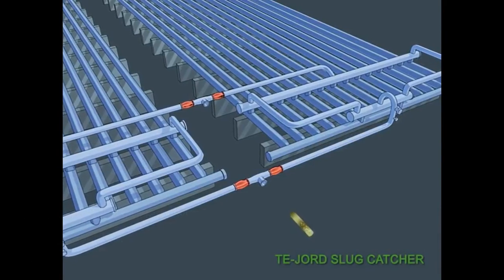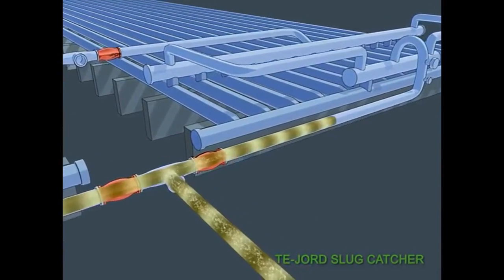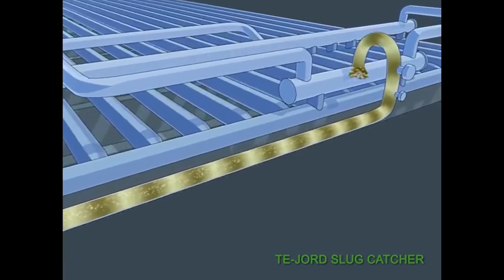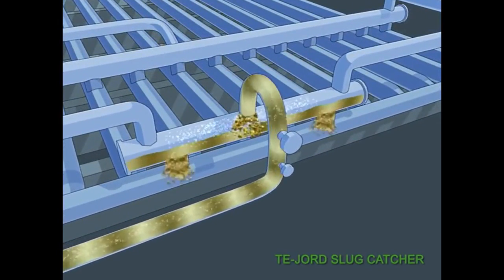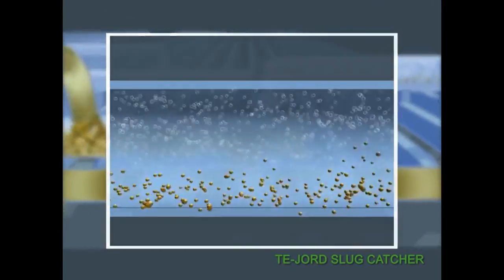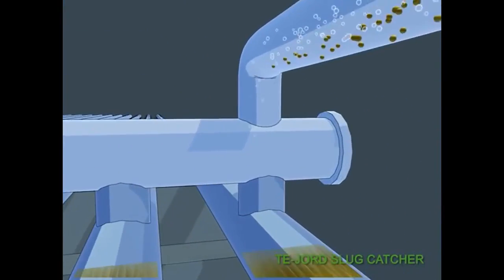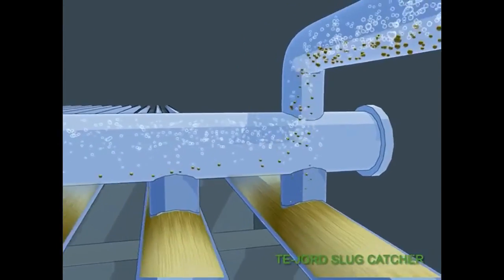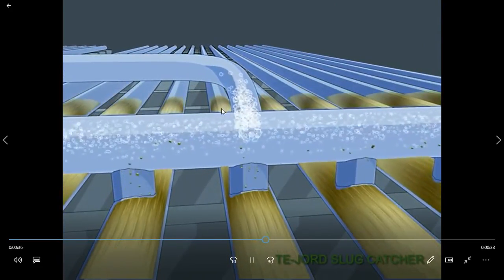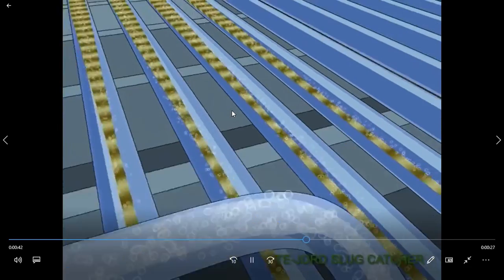Let's look at it again. So here it becomes two-phase already. The gas is going up. Because of gravity, the liquid particles fall down again back here, and the gas is now clean. The gas goes up, and liquids go down. It's a very simple mechanical design.